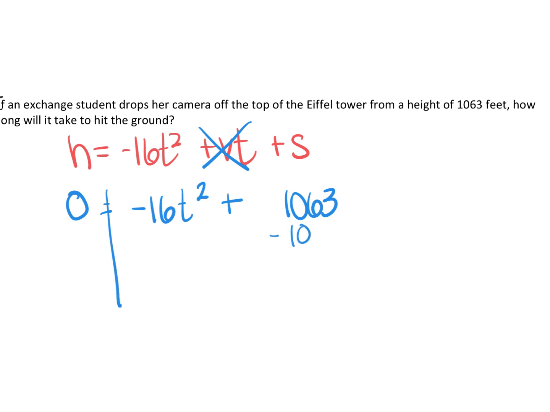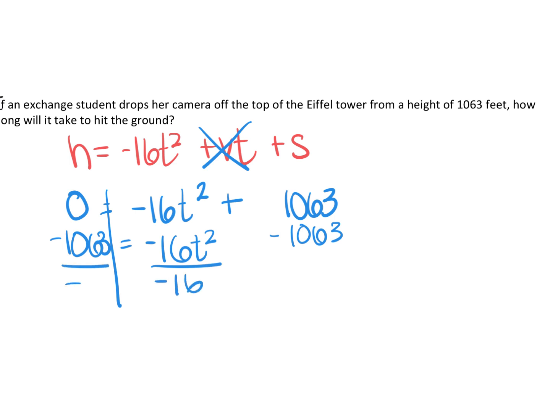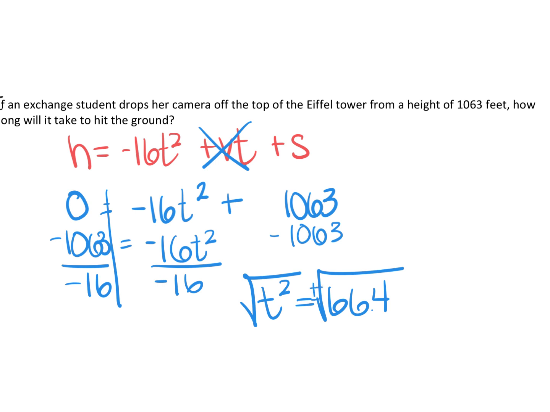We're going to subtract the 1063. And then we're going to divide by the negative 16. And so we'll have our t squared then is equal to 66.4. So now again, we're going to take the square root, but because we're looking for the time, we can't have a negative answer. So we're just going to have the positive answer, and the time is going to be 8.2 seconds.